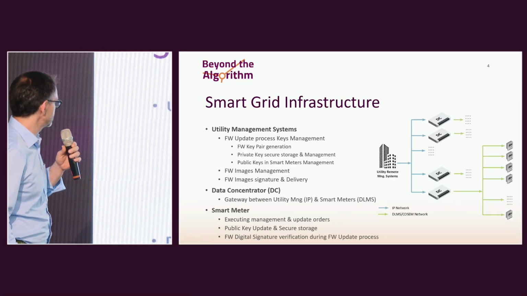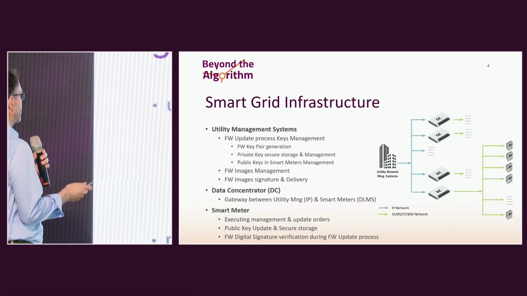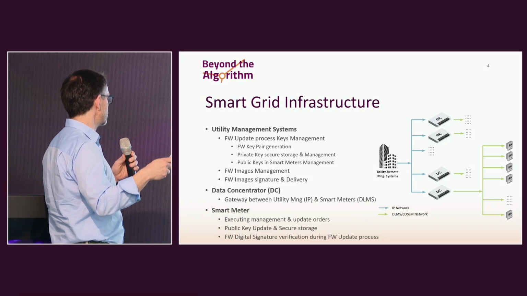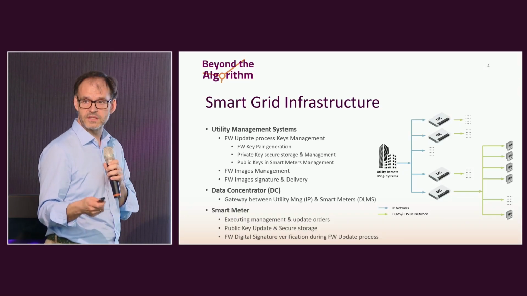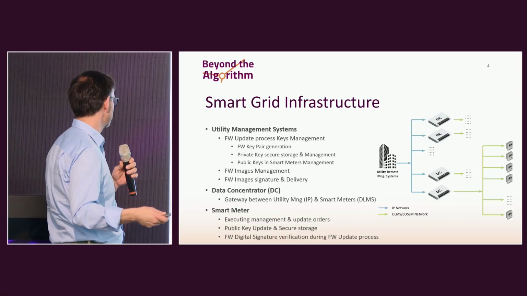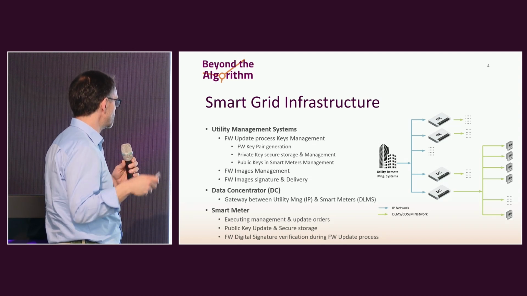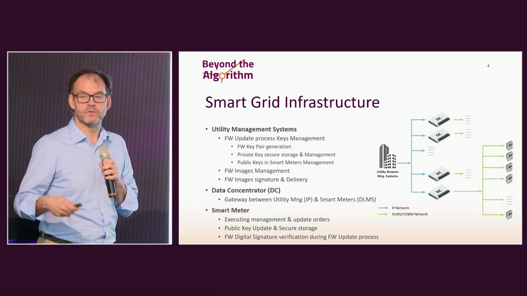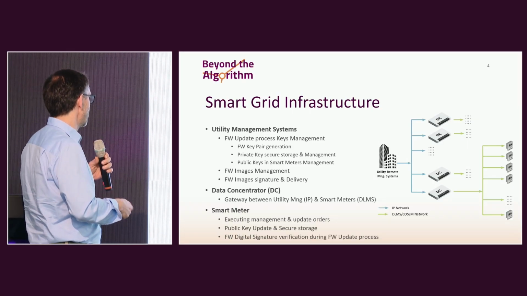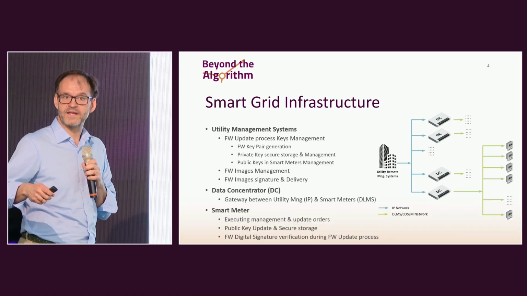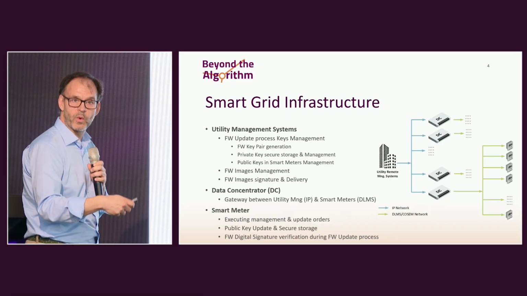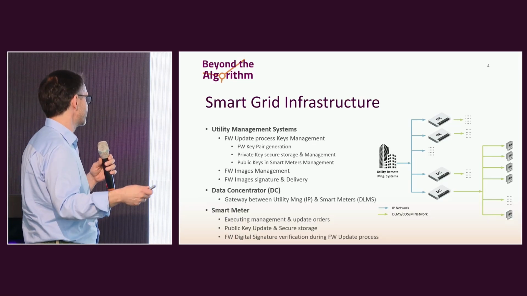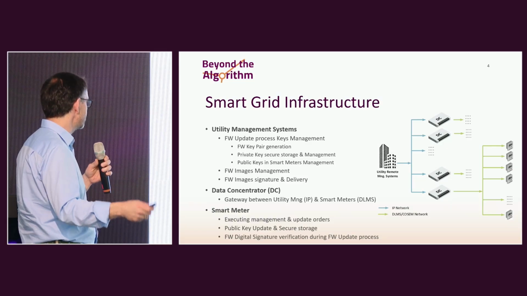The responsibility of each of the components is as follows. The utility management system has the responsibility to generate the asymmetric keys, the private-public pair, to manage the private key in a secure way in order to maintain security, and then to deploy the public keys to all the smart meters required to go ahead with the verification processes. It's also in charge of the firmware images management and so on.